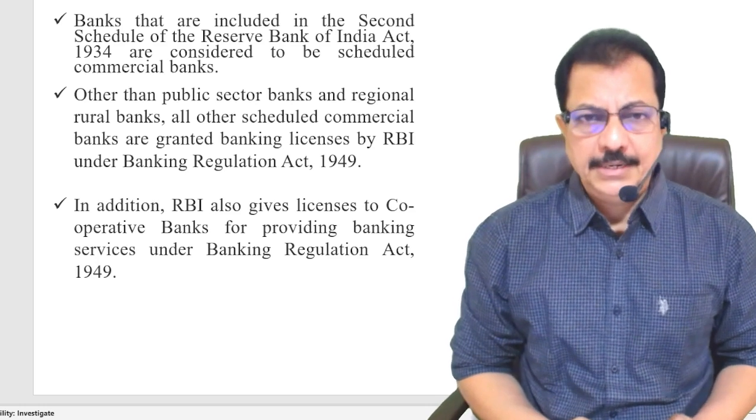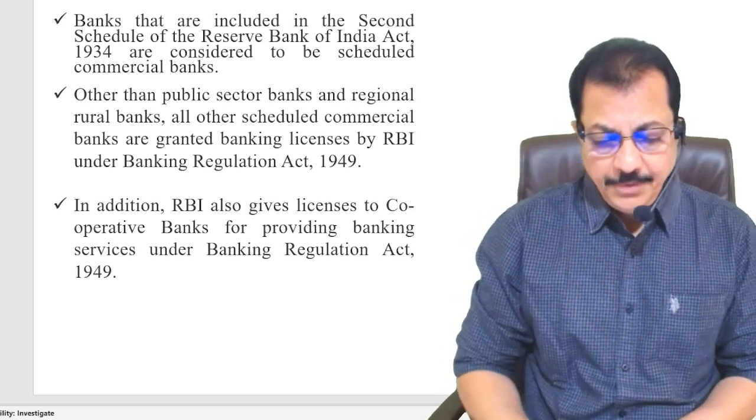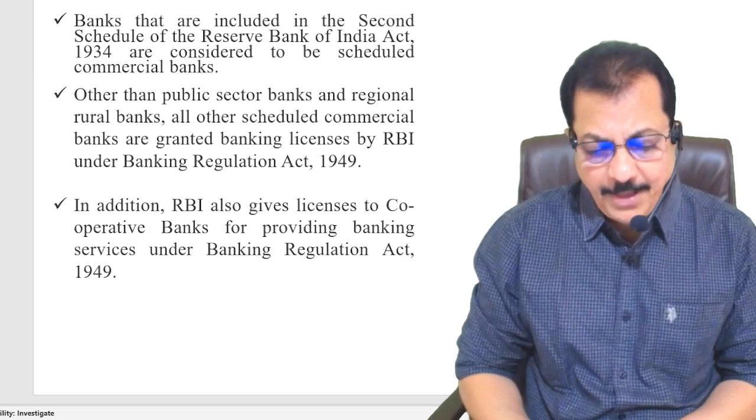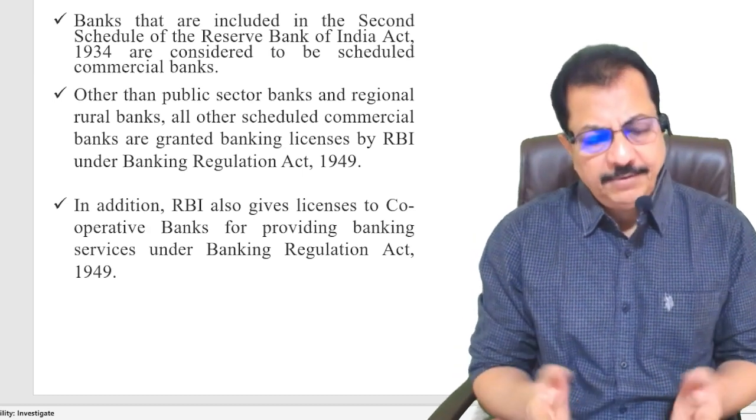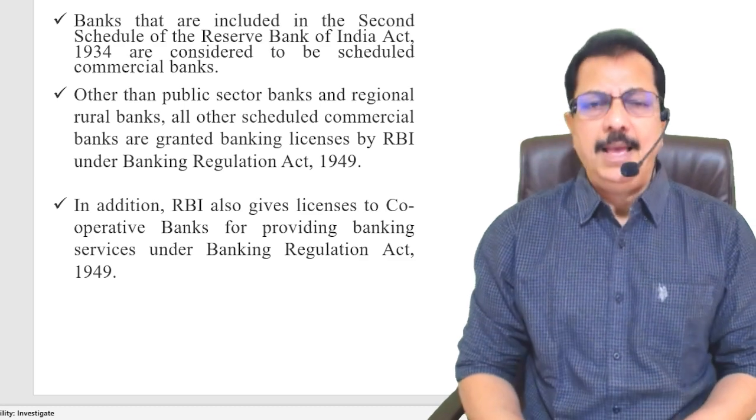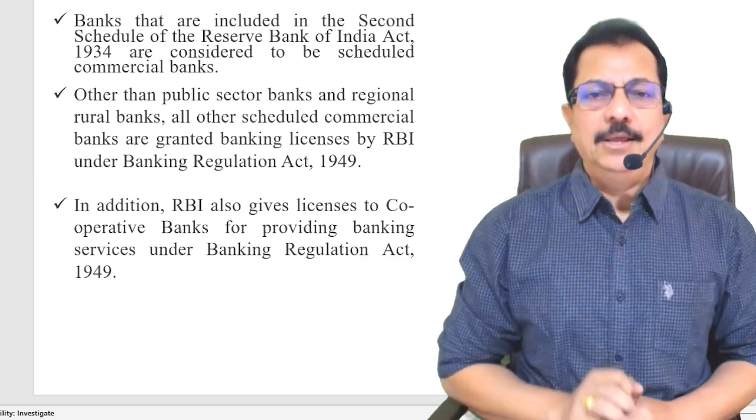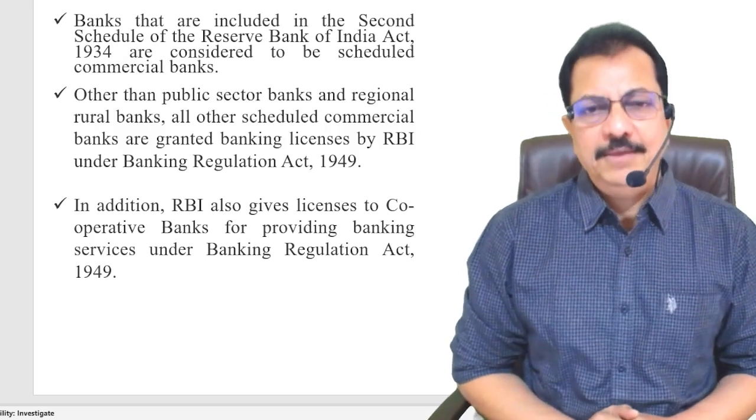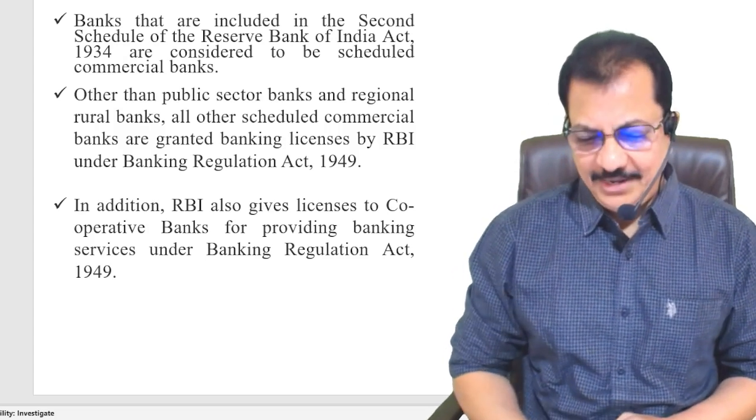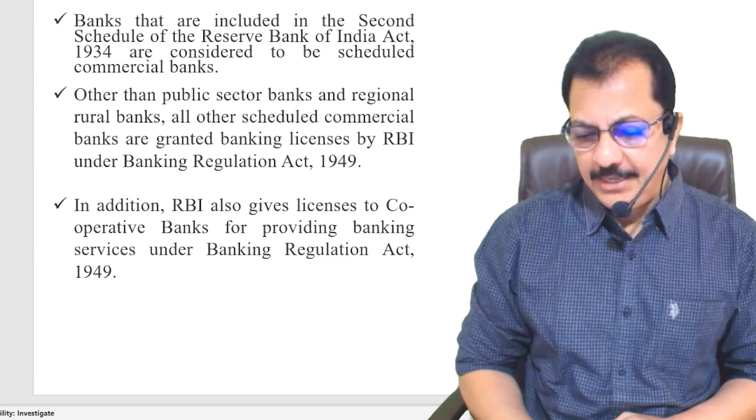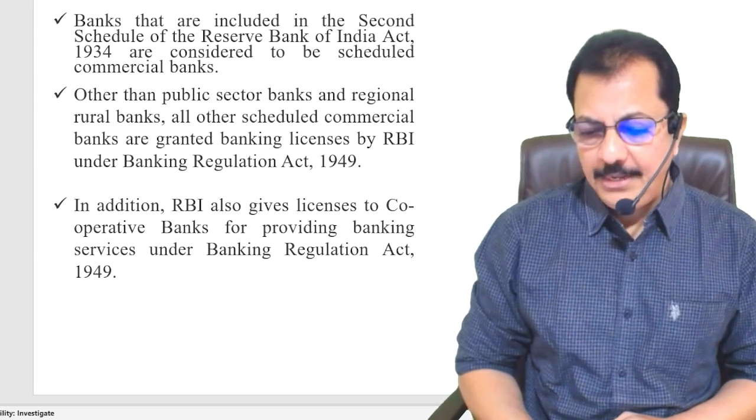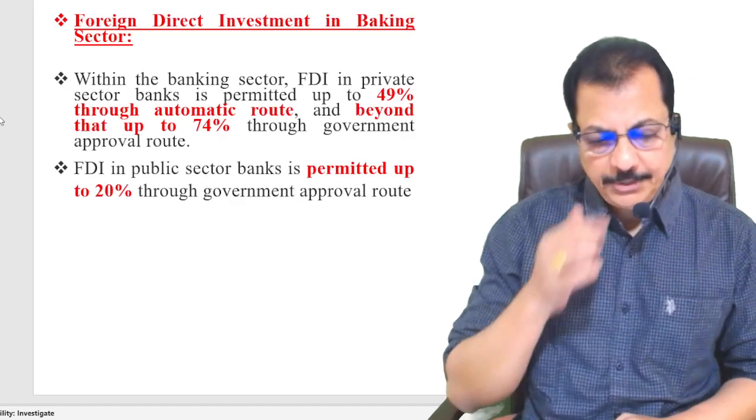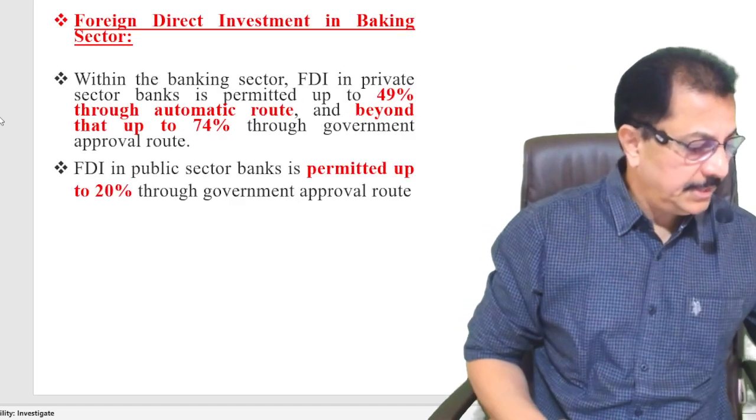So these are all the measures that are being taken by RBI under the Banking Regulation Act of 1949. Similarly, RBI will also give licenses to cooperative banks for providing banking services under the same act, the Banking Regulation Act of 1949. Very important. Am I clear? So kindly remember each and every point. Any point may be a question in the examination. Let's look at more points. Another very important point.